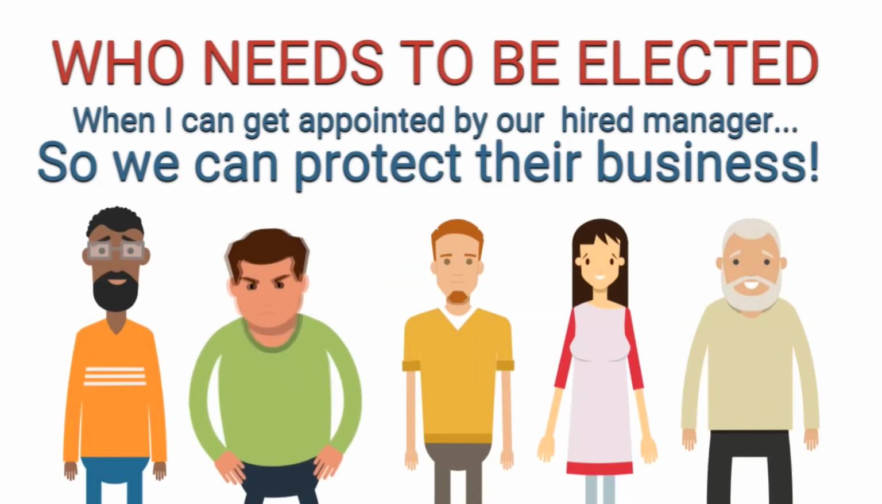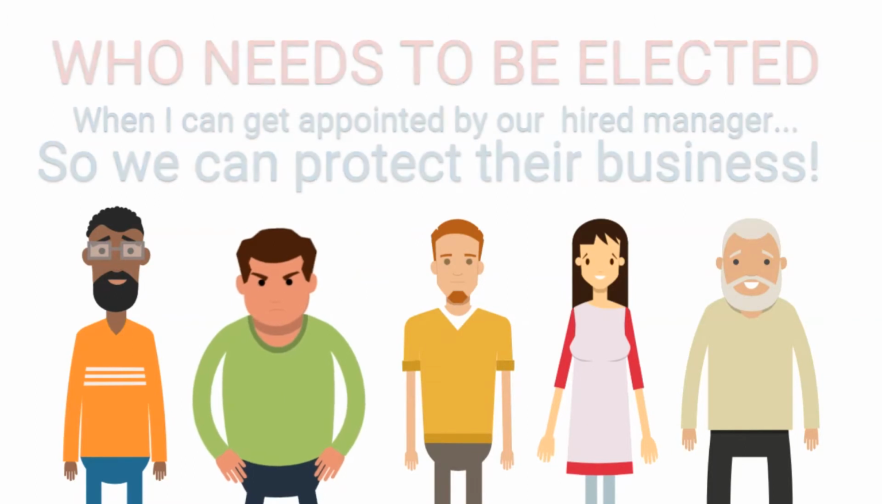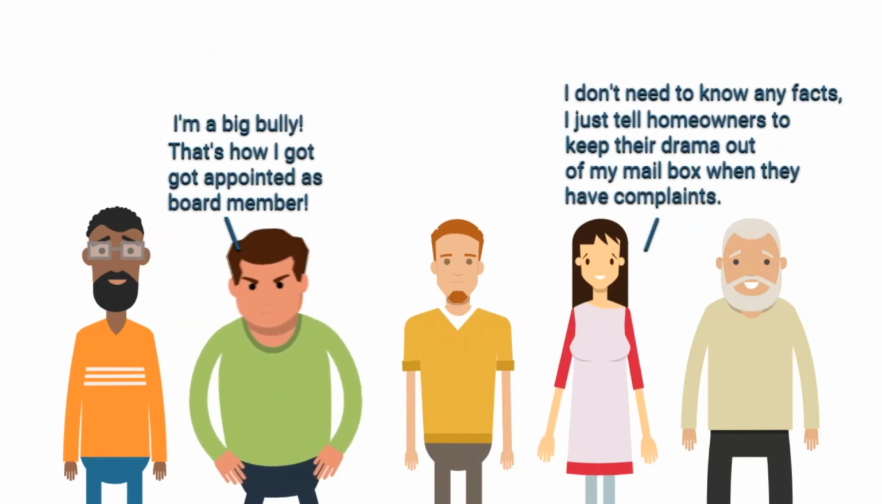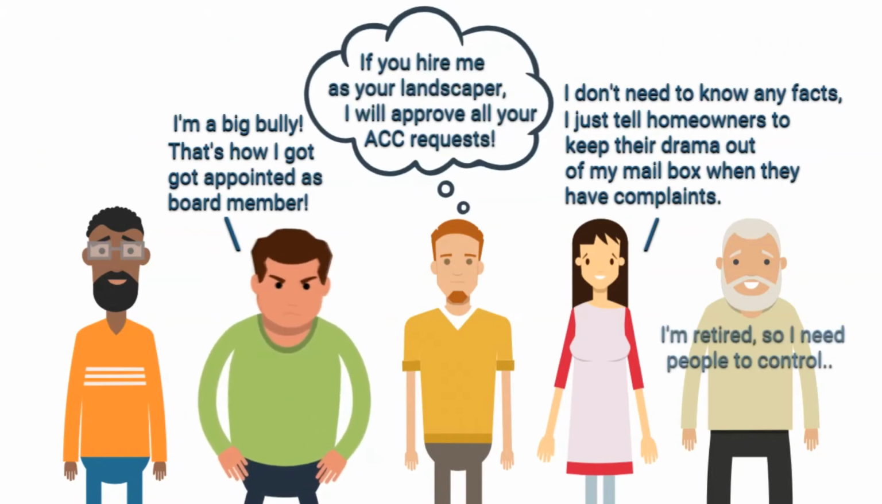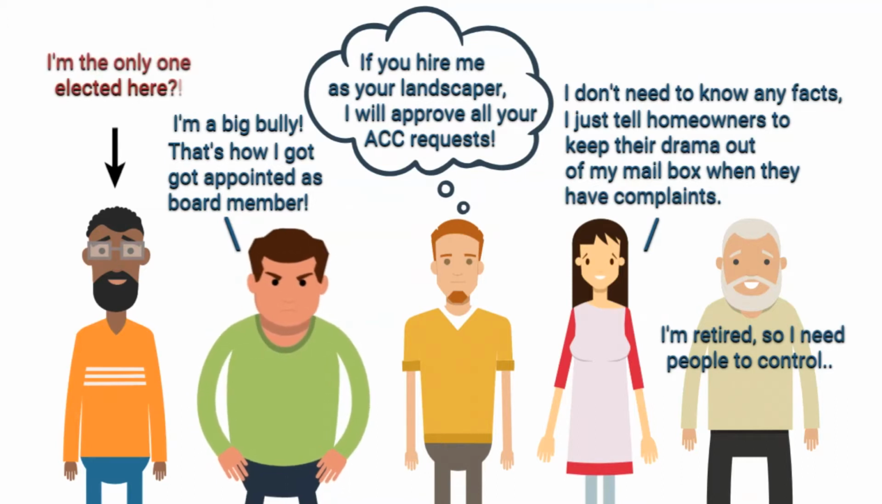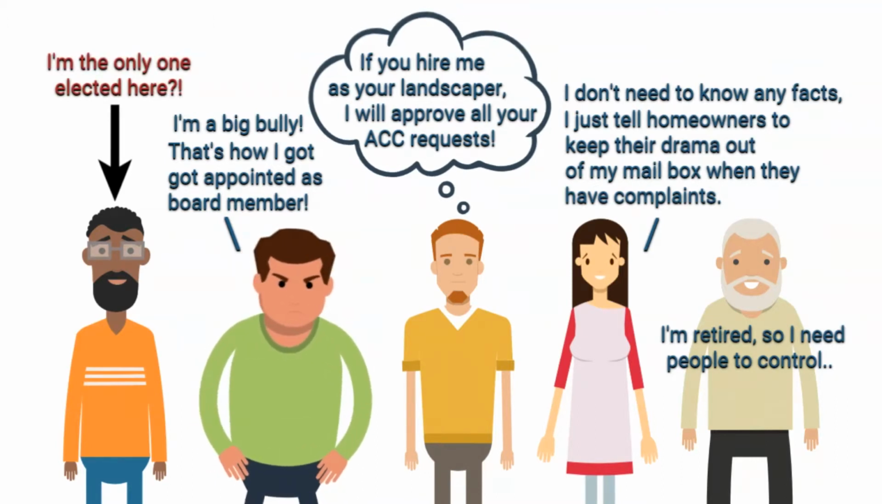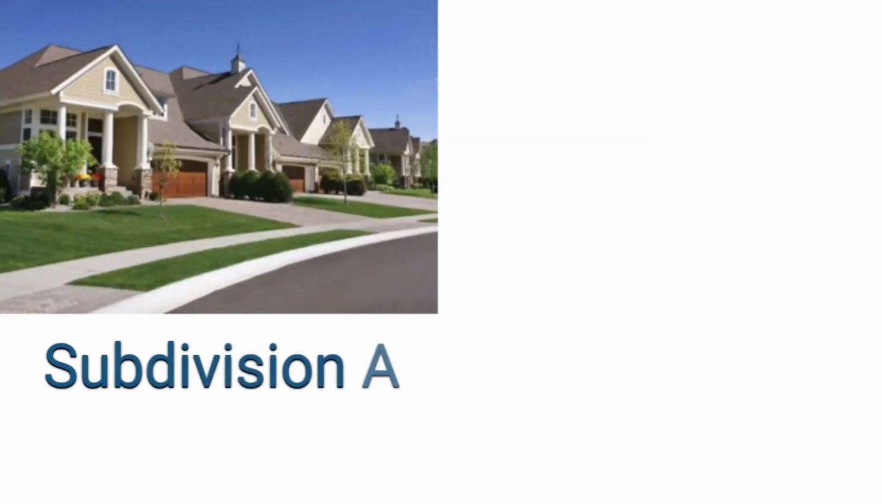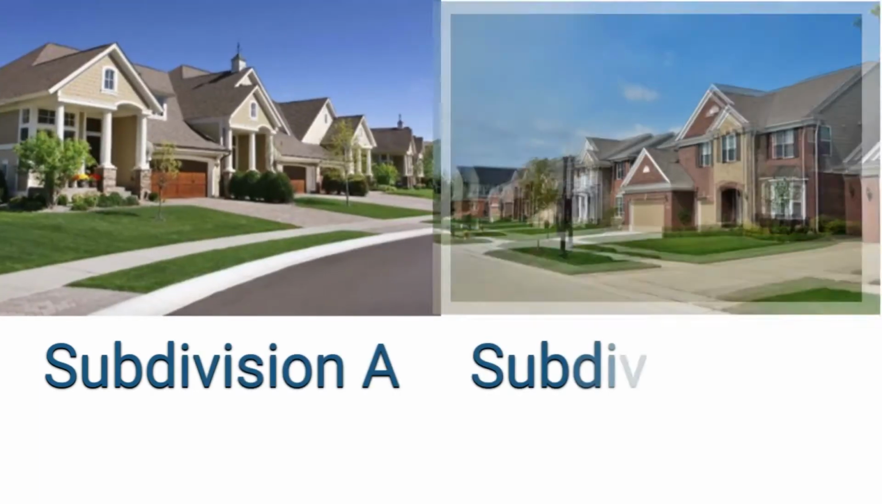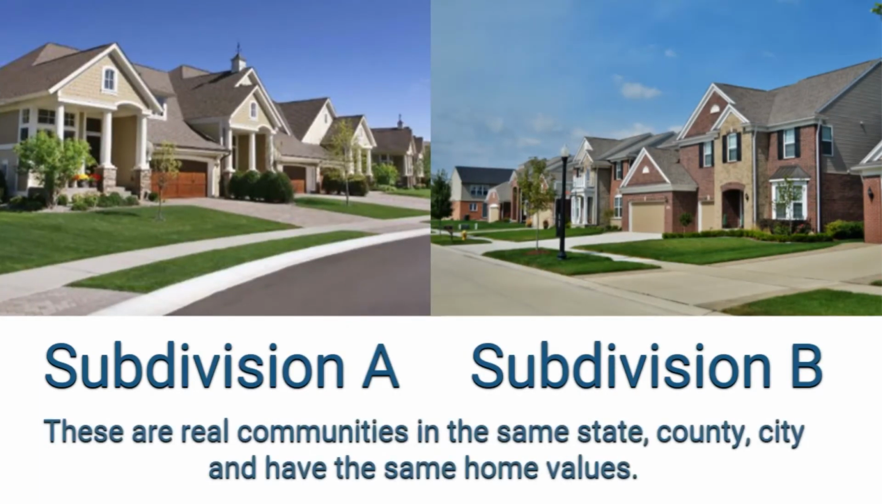When the people appointed to become board of directors have no regard for the homeowners, or are only looking to enrich themselves and protect their business, or gain control of other people to make them feel important, the homeowners suffer. We are going to call these communities Subdivision A and Subdivision B. They are real subdivisions located in the same city, same county, same state, and the cost of houses in both locations are within the same price range.